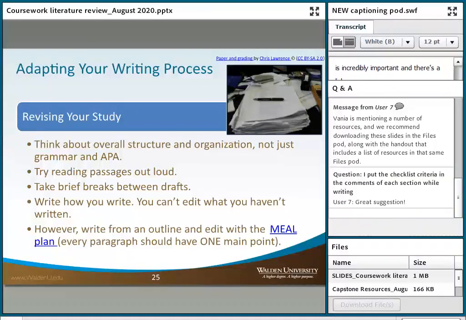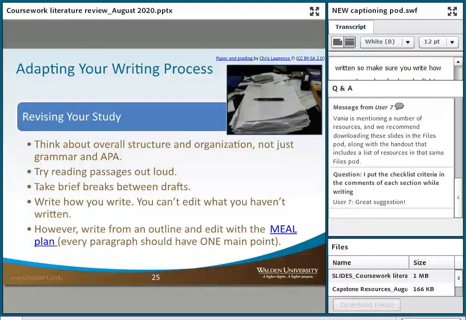When you do revise your study, more strategies. Think about the overall structure and organization, not just grammar and APA. That is a big one for me as well. Structure and organization is actually more important than grammar and APA, to be completely honest, because grammar and APA can be dealt with really quickly, but overall structure and organization cannot.